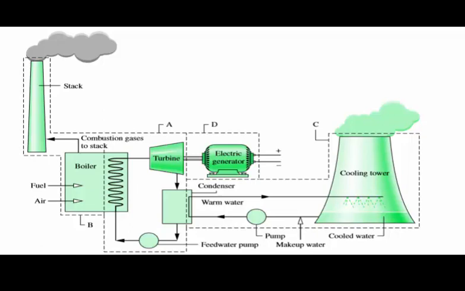There are some pollutants also produced while we boil the water. Those pollutants go to the stack in which they are purified, and less pollutant enters into the atmosphere. So that was the working principle of the steam power plant.